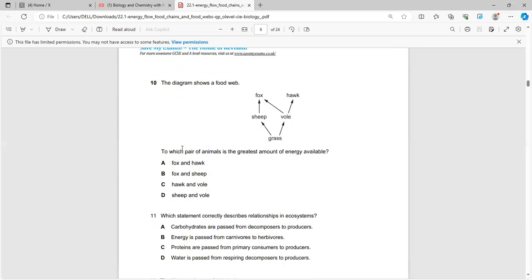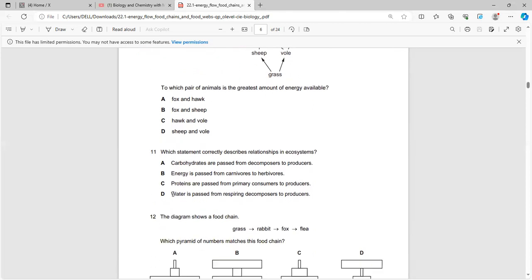Now, in question number 10, which pair of animals has the greatest amount of energy available? As I told you, as we go down the food chain, the amount of energy available to each of the organisms decreases. So the greatest amount of energy is available to the sheep and bull.